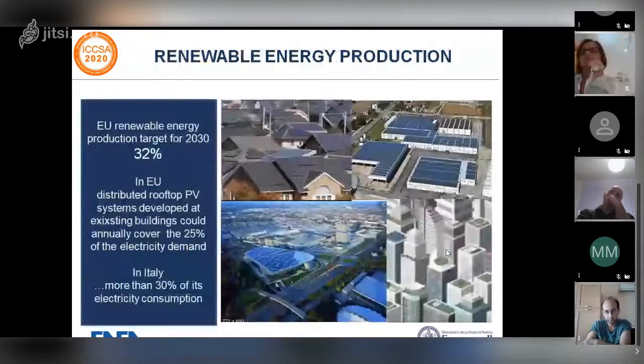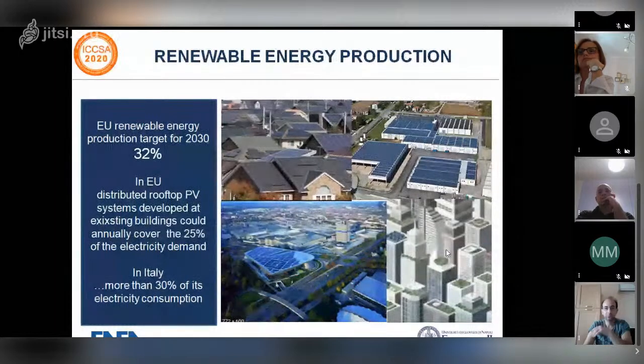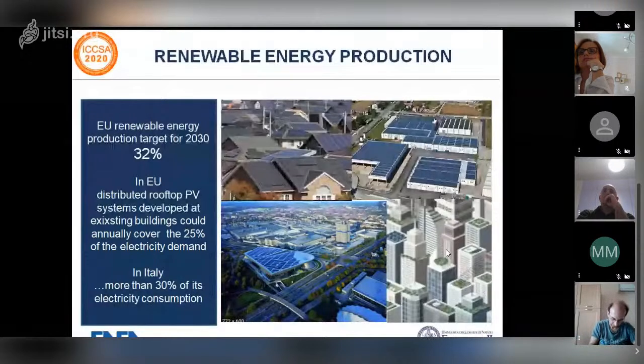And until 2030, it is expected that EU countries will increase the use of solar PV systems for realizing the 32% target of renewable energy production. Recently, it was estimated that the systems developed at existing buildings could annually cover 25% of the electricity demand. And in particular, Italy could cover more than 30% of its electricity consumption by developing PV systems at its most advantageous rooftops.